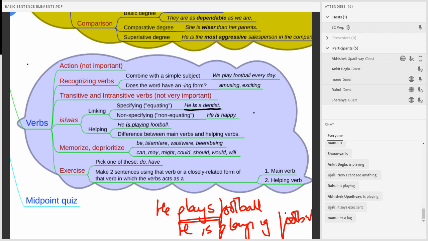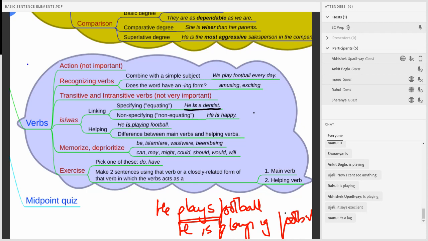Okay, so the thing to remember over here is a helping verb helps another verb form, but can that other verb form alone support the subject? No. Now, what that means is it's not a main verb. A main verb has to be capable of combining with the subject to give you a complete thought. Got it. So the actual verb over here is playing. That's the main verb, because is playing together can combine with he.